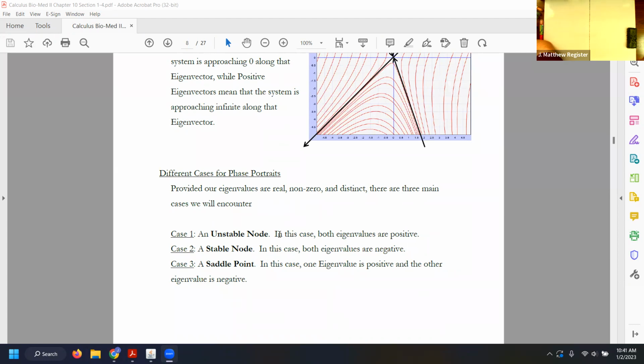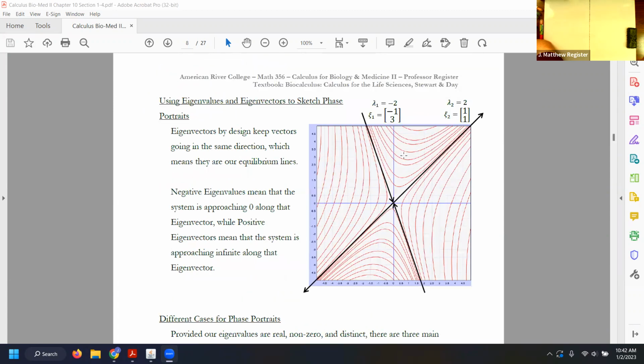An unstable node, in this case, both of the eigenvalues are positive. This is also sometimes called a source. A stable node, in this case, both eigenvalues are negative, and this one is sometimes called a sink. And then a saddle point. In this case, one eigenvalue is positive and the other eigenvalue is negative.